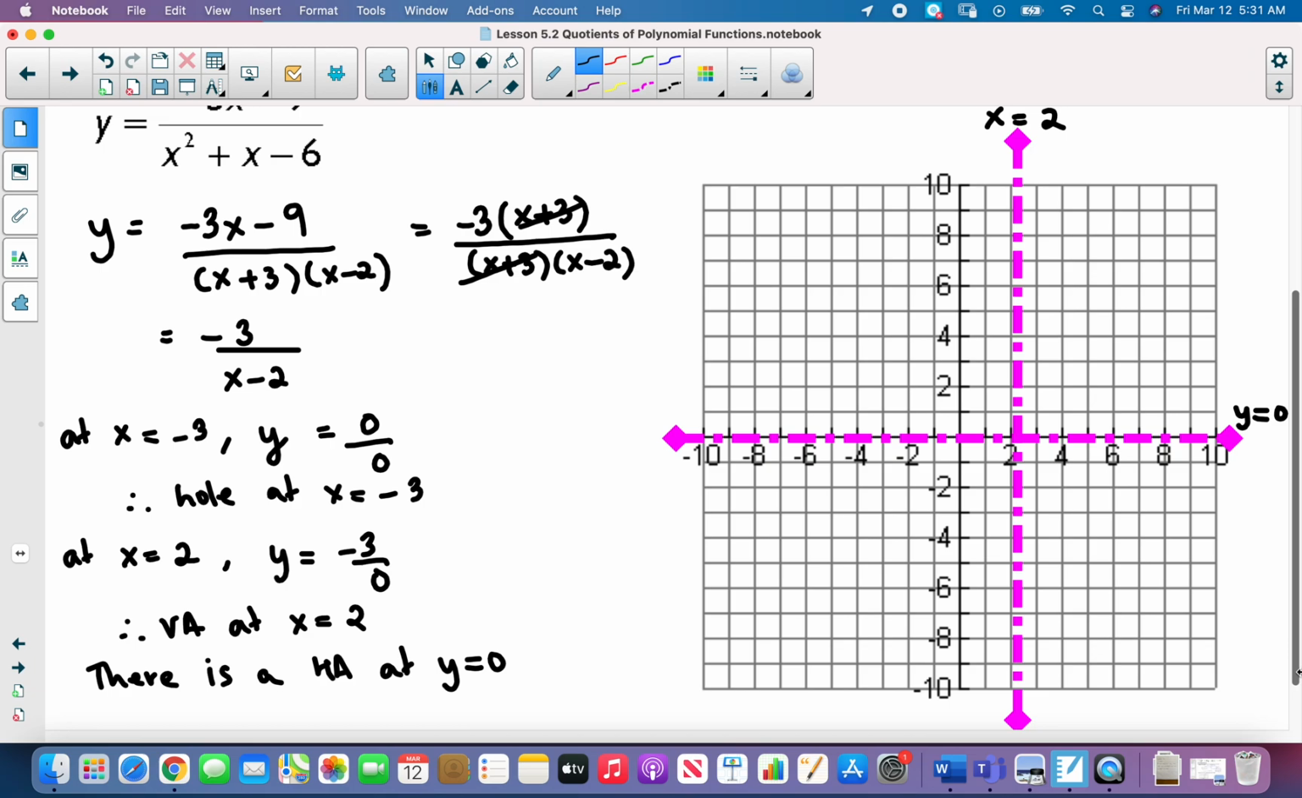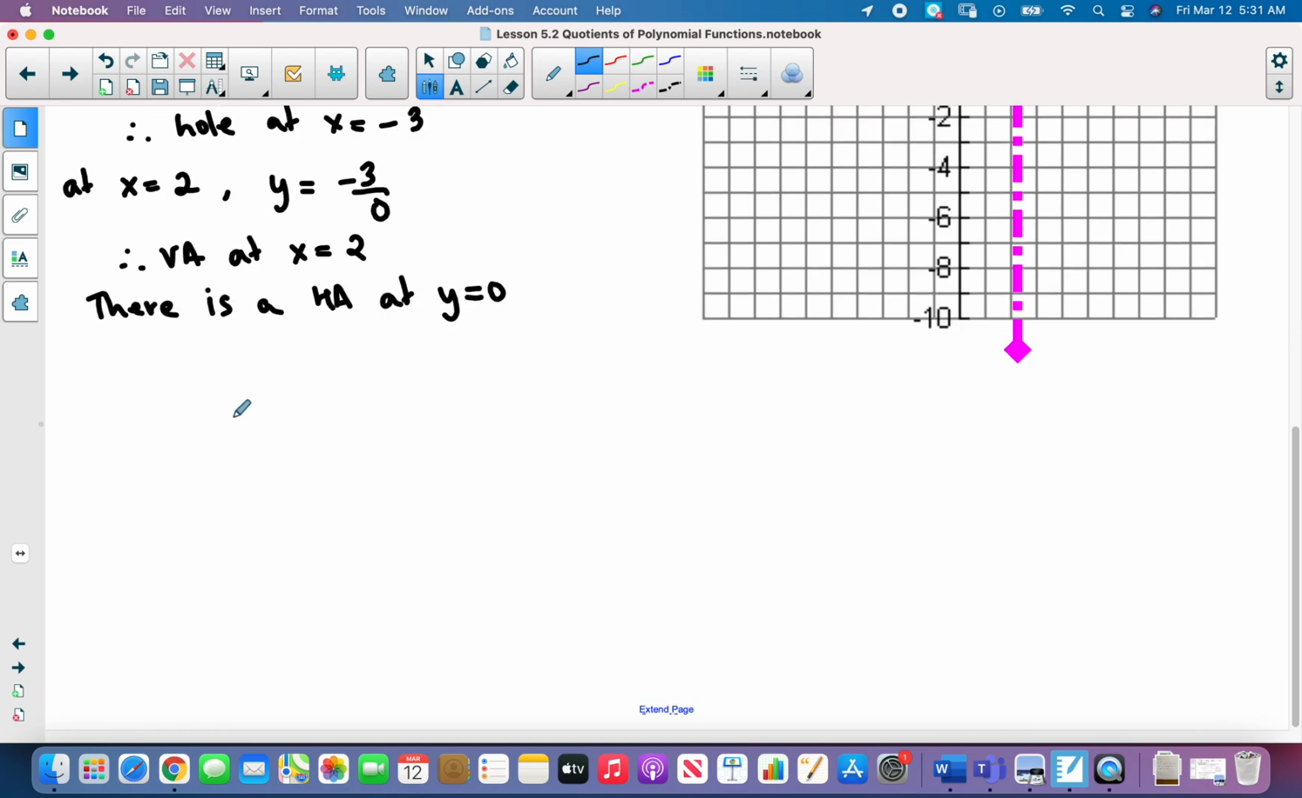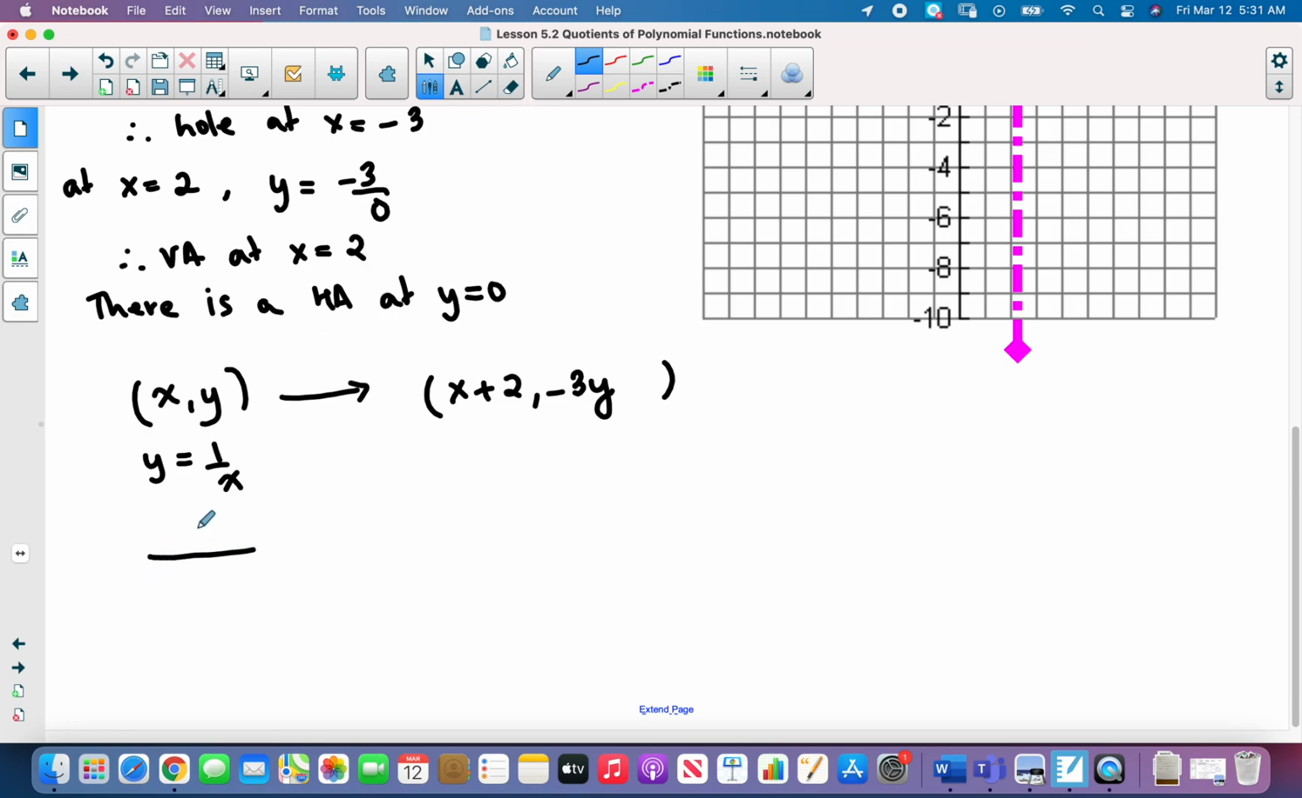If you wanted to get more points to see what it looks like, you could make a table of values. You could take the parent function and map it. So the parent function will be y equals 1 over x, and the transformed function is x plus 2 and -3y. So if you have a table of values for the parent function, you can then map it and get the points that you can just graph for this.